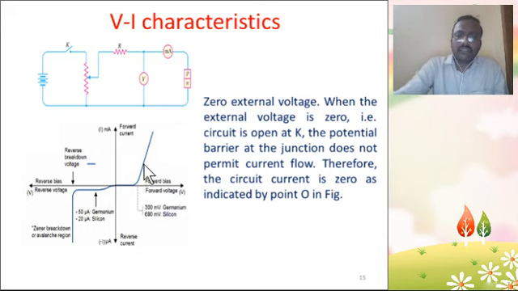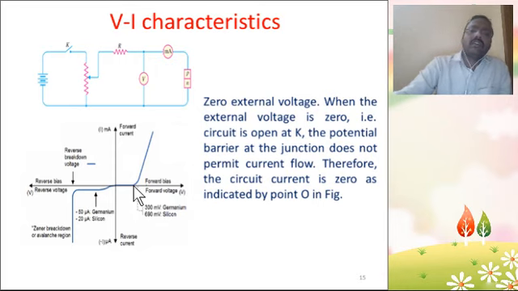So this is the forward biased condition, and this is the reverse biased condition. From this point to this point, the current is almost zero. During this period, the applied voltage is less than the barrier potential. It means the applied voltage is less than 0.7 volt in the case of a silicon diode. So up to this point, it is almost zero.